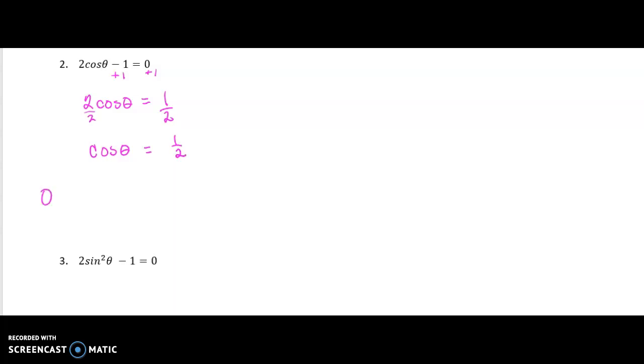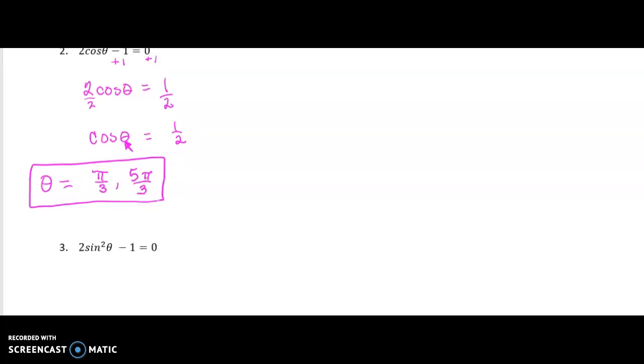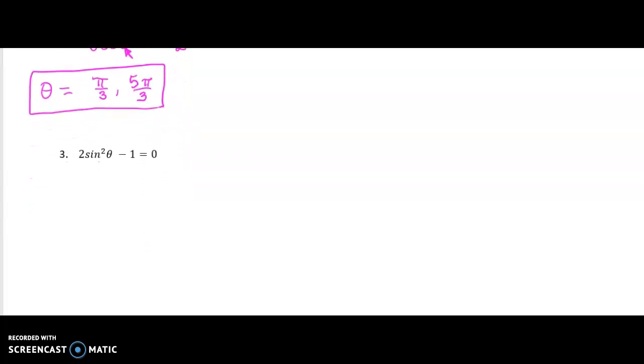So we've got to think what angles you're solving for. Theta. You're trying to find theta. That's the only variable. What angles have a cosine value of 1/2? That would be a 60, which is pi over 3, and a 300, which is 5 pi over 3. Both of these angles lie in the interval 0 to 2 pi, so those are both great answers.